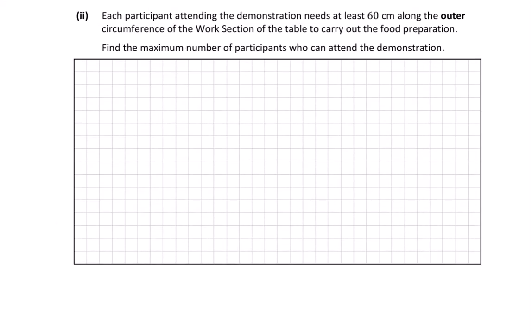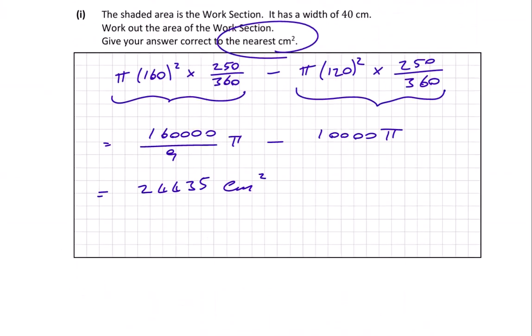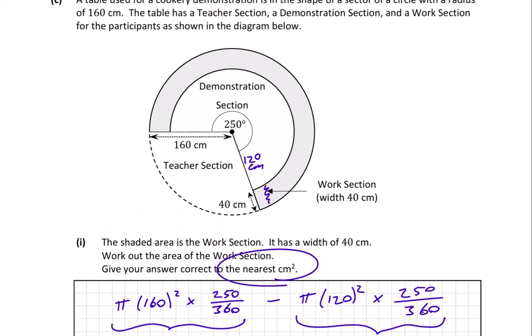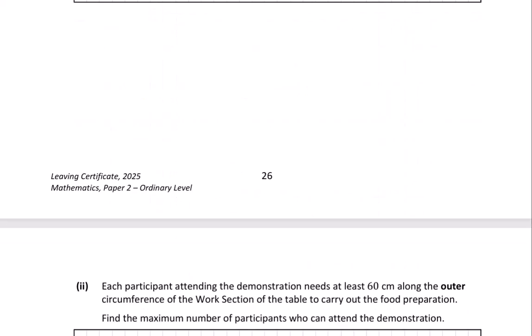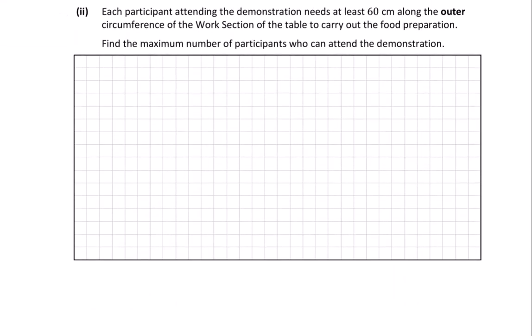Each participant attending the demonstration needs at least 60 centimeters along the outer circumference of the work section of the table to carry out food preparation. Find the maximum number of participants who can attend the demonstration. So what I'm going to do is find the distance from here all the way around to here. The way I'm going to do that is find the circumference of a circle, which is 2 pi r, and then multiply that by the fraction that we're talking about. Again, it's the angle 250 divided by 360.